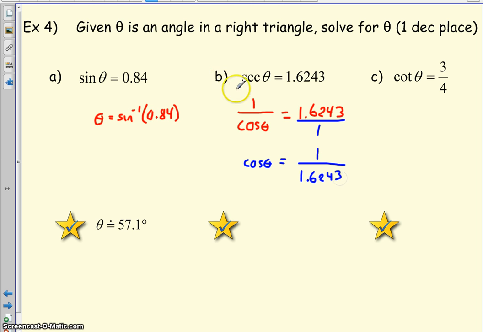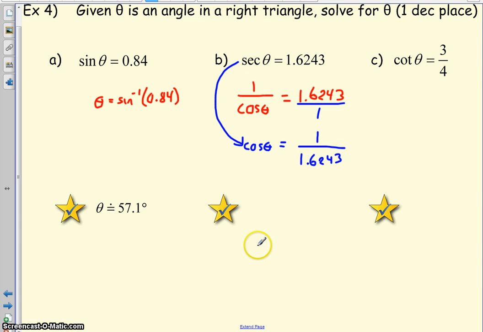Now in practice you can probably very easily skip this middle step, go straight from secant theta equals 1.6243 to cosine theta equals 1 over 1.6243. But I just wanted to show where that came from. It's not necessary to do that step though. So in this situation now, you have cosine theta, a ratio that you can evaluate in your calculator, equal to 1 over 1.6243. So theta will be equal to the inverse cosine of 1 over 1.6243.